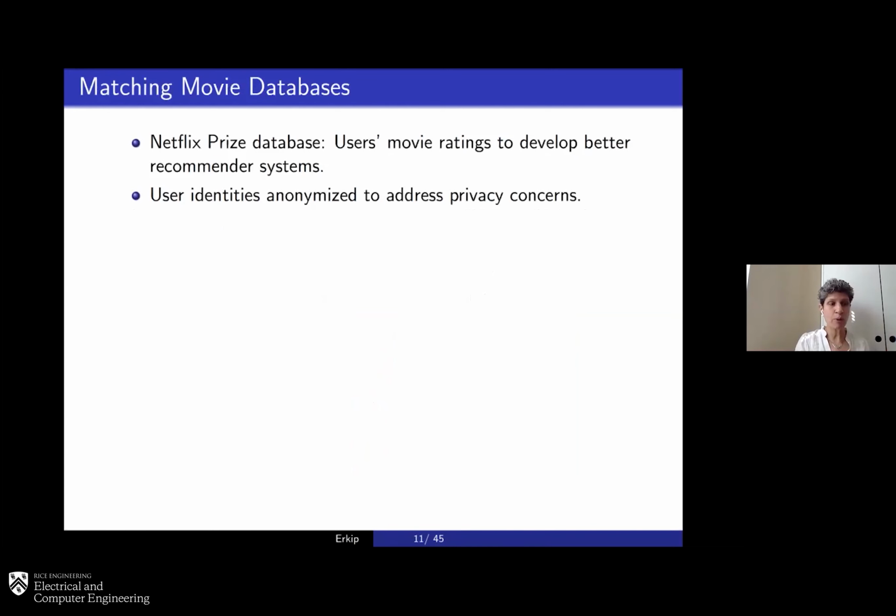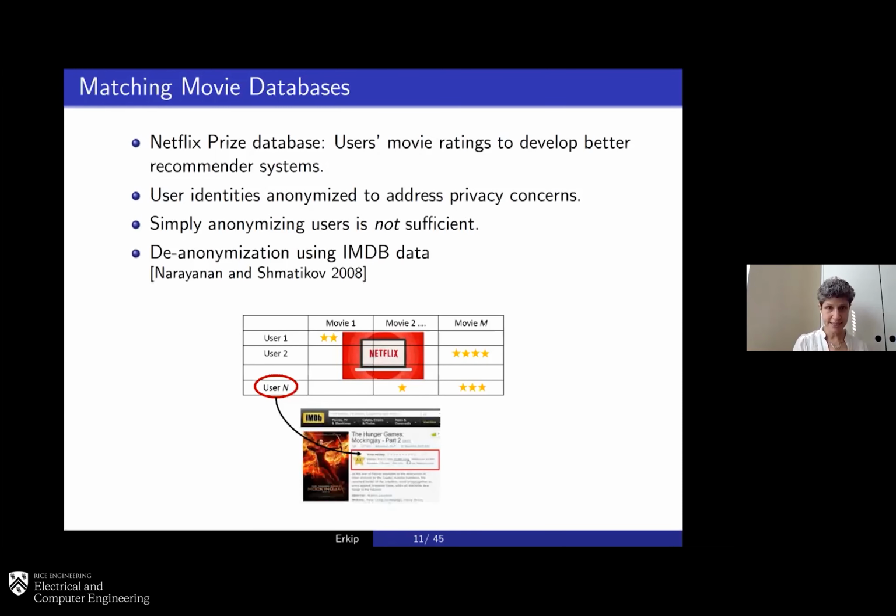Now, the Netflix example actually occurred in practice. Those of you who were watching Netflix more than a decade ago, which certainly includes me, may remember the Netflix grand prize, where Netflix wanted researchers to work on improving its recommendation engine and made its data available, anonymized due to privacy concerns, for researchers to improve upon its algorithms. However, it turned out that simply anonymizing users was not sufficient to maintain their identities. And again, in a landmark paper, Narayanan and Shmatikov showed that using IMDb data, Netflix data could be de-anonymized and some of the privacy of the users was compromised. So it was possible to match these two databases.